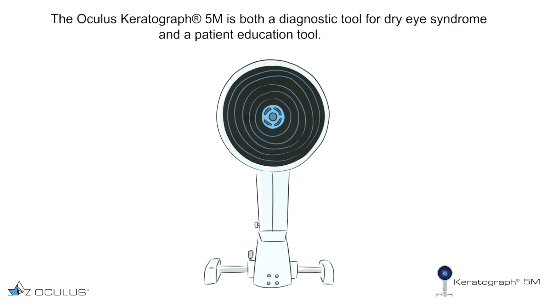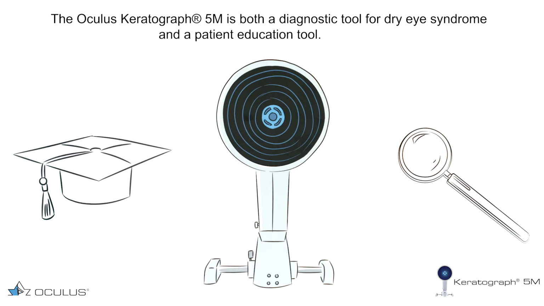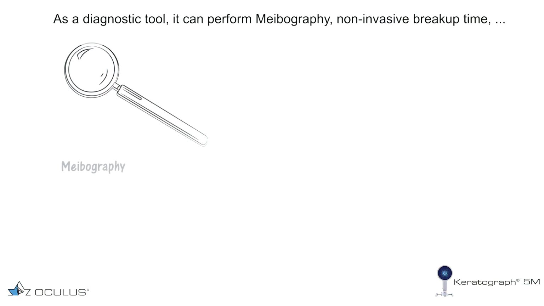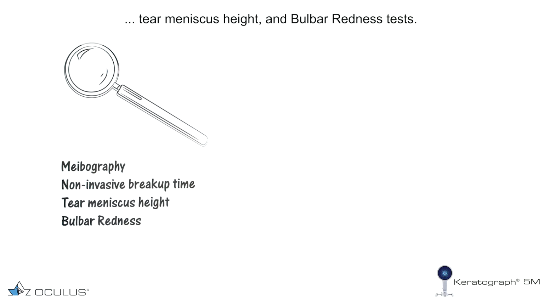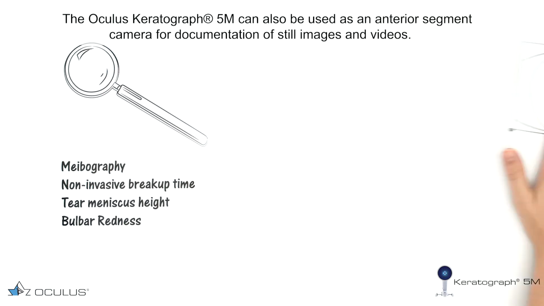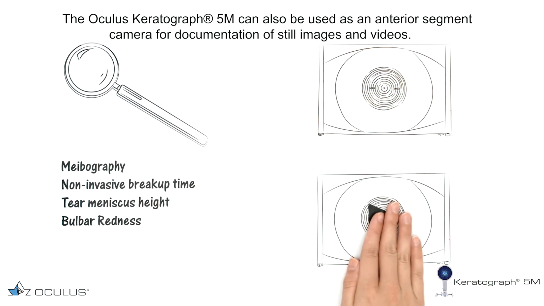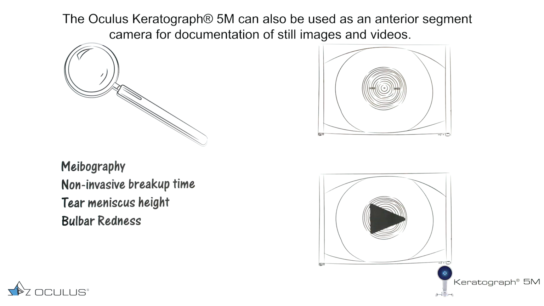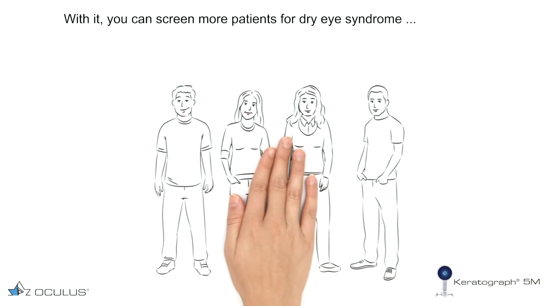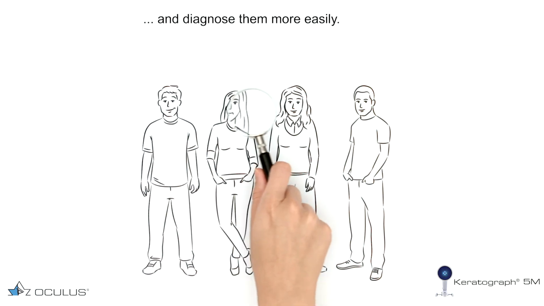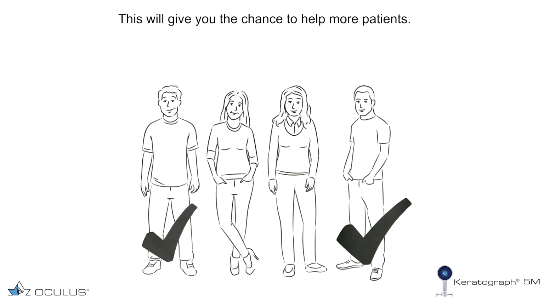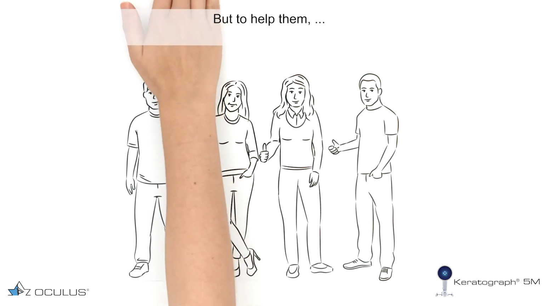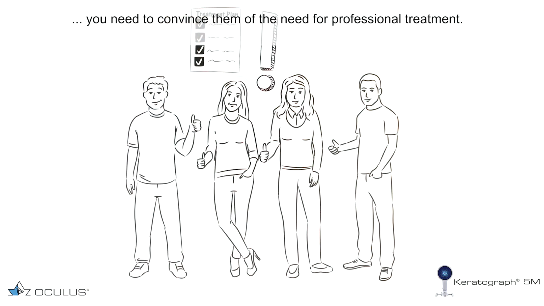The Oculus Keratograph 5M is both a diagnostic tool for dry eye syndrome and a patient education tool. As a diagnostic tool, it can perform meibography, non-invasive breakup time, tear meniscus height, and bulbar redness tests. The Oculus Keratograph 5M can also be used as an anterior segment camera for documentation of still images and videos. With it, you can screen more patients for dry eye syndrome and diagnose them more easily. This will give you the chance to help more patients, but to help them, you need to convince them of the need for professional treatment.